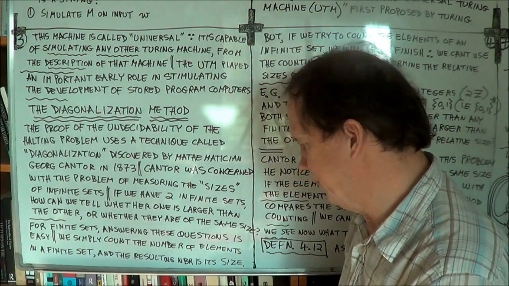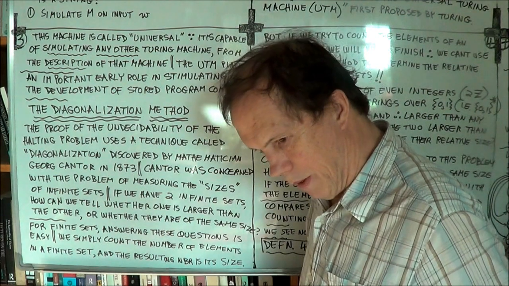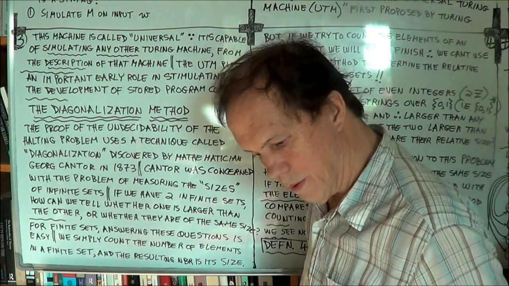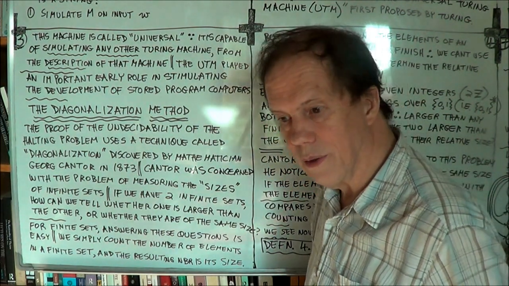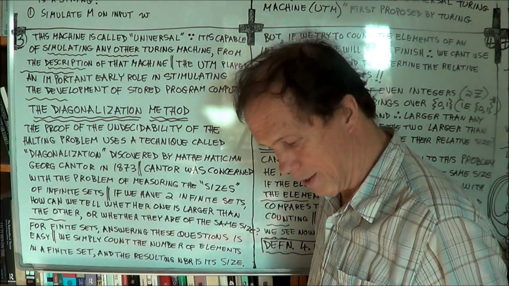So by using this pairing technique, Cantor is able to define the size of two infinite sets.